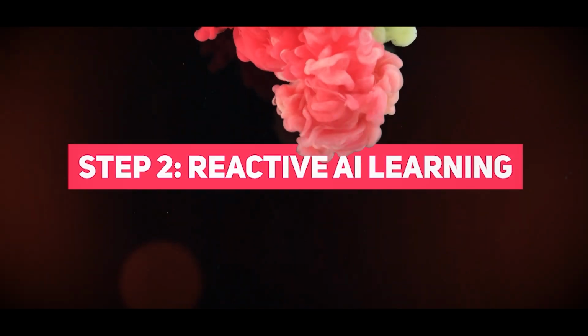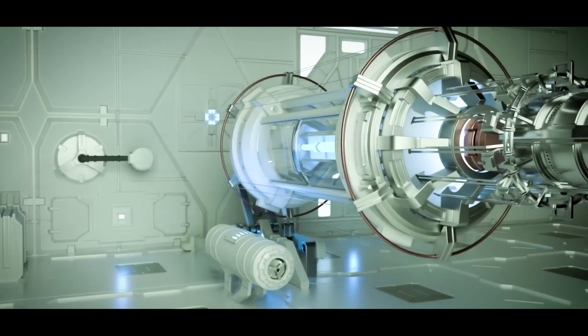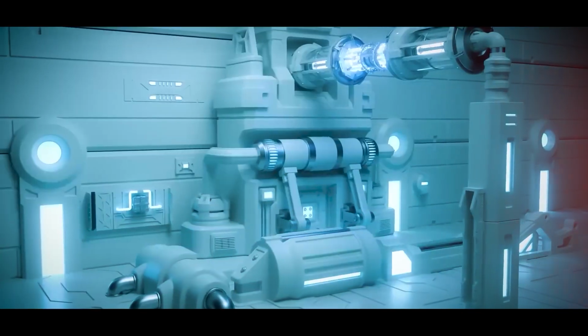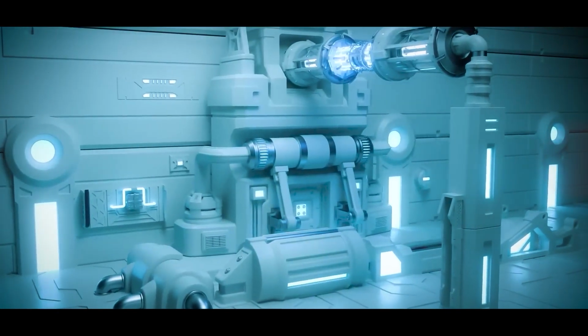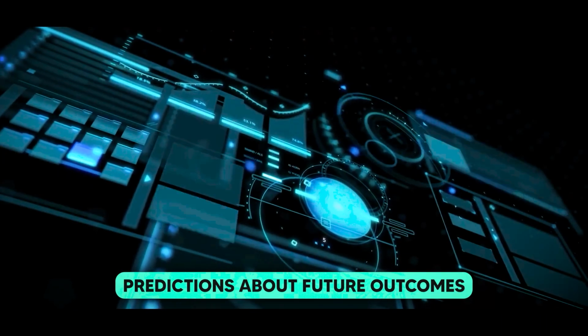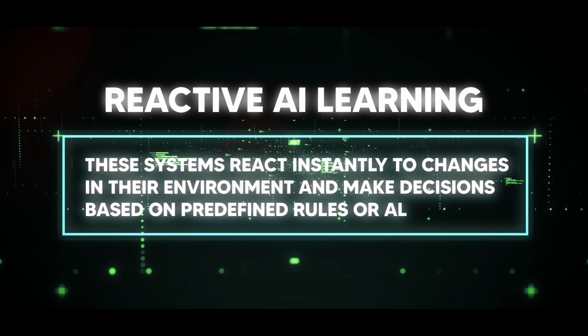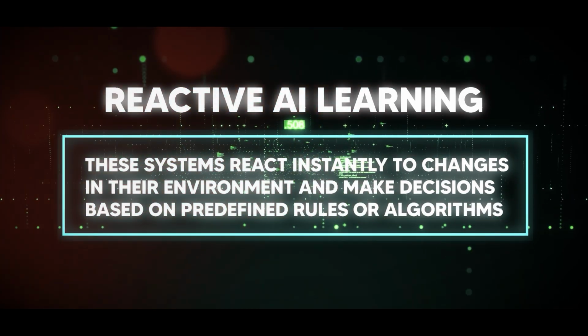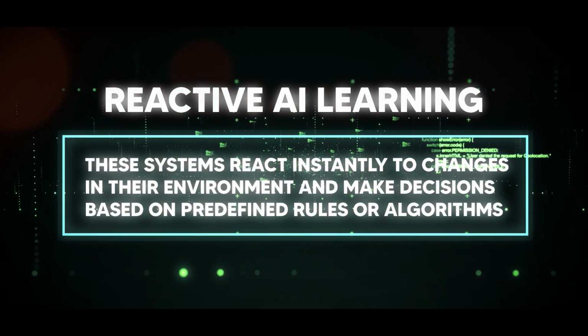Step 2. Reactive AI learning. Reactive AI refers to a type of artificial intelligence that operates solely based on the current situation or input, without any consideration for past experiences or predictions about future outcomes. These systems react instantly to changes in their environment and make decisions based on predefined rules or algorithms.